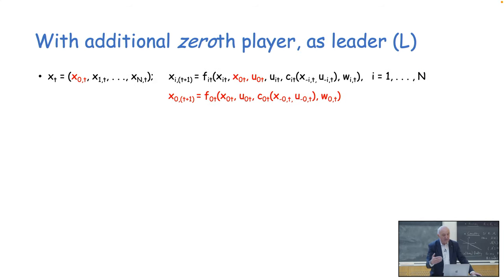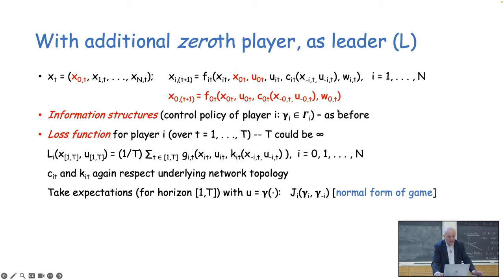Now, I talked about Stackelberg games, and we can bring in an additional zeroth player. So I have n players and a zeroth player. The state is x sub zero. The action is u sub zero. These are all in red. And then a state equation for the zeroth player. And this is the leader. The information structures are as before, including one for the zeroth player. And the loss functions are, again, as I had earlier, and the horizon could be infinite.